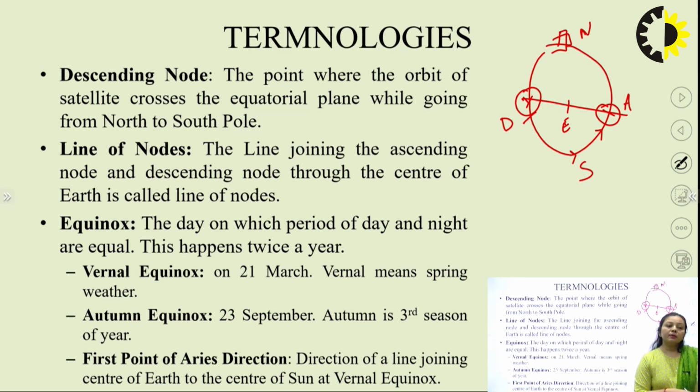Second one is the autumn equinox. It lies on 23rd September. Autumn is actually the third season of the year. So at the equinox, both the day and night periods are equal. We call it an equinox.